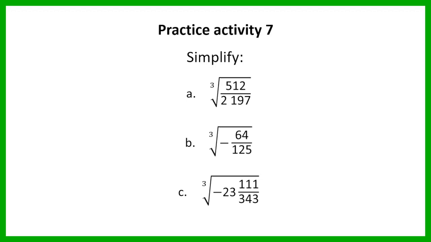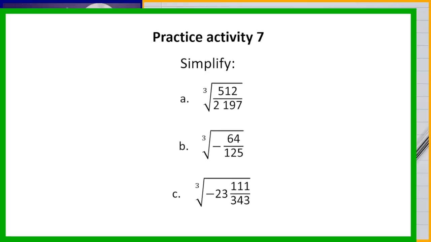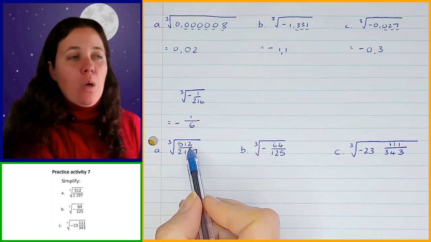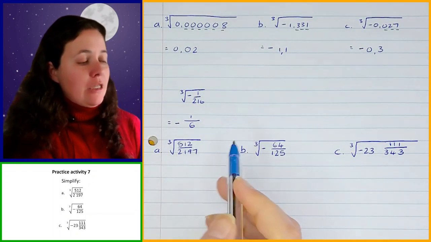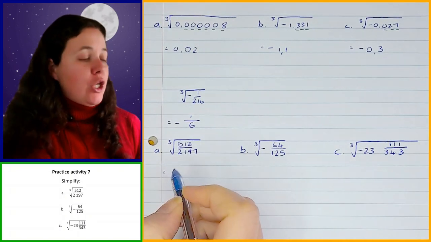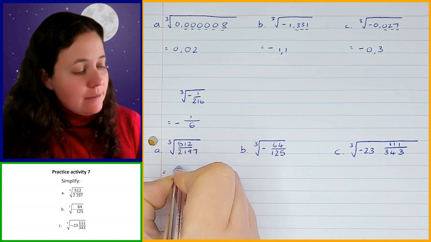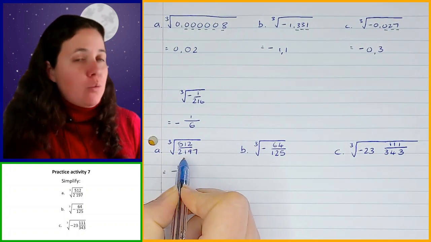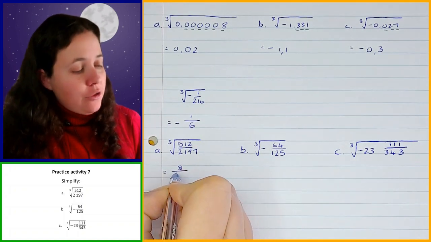Okay, you should be done with those questions, so let's go through each of those examples. In question A, we had the cube root of 512 over 2,197. First of all, if we cube root 512, our numerator, you should have got 8. Over, if we cube root 2,197, you should get 13.